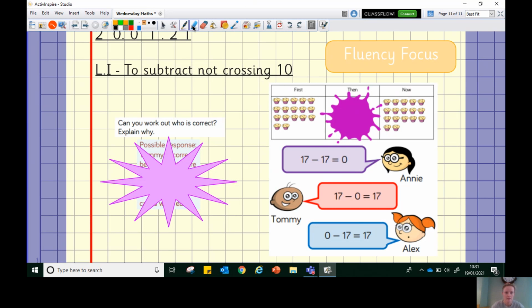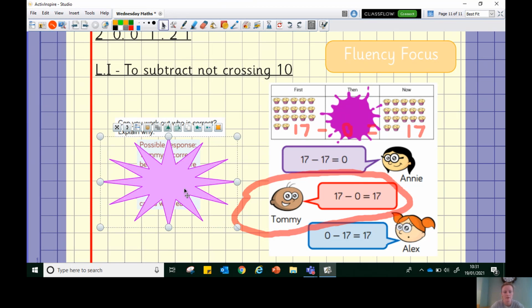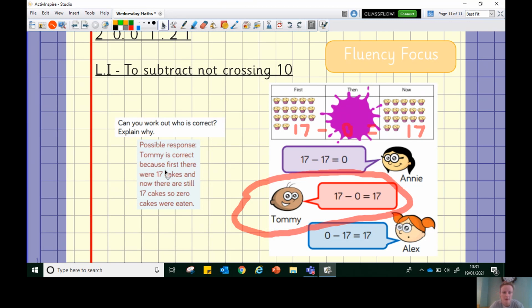Okay, so hopefully you think that Tommy is correct. Now, the reason I'm hoping you think that is because he started with 17 here. He's then taken away. Now, can you see any more cupcakes? No, there are 0 cupcakes here. So he's taken away nothing. And so there should be left over 17. Okay, so that is why he is correct. So the possible response, Tommy is correct because there were 17 cakes and now there are still 17 cakes because 0 of them were eaten.